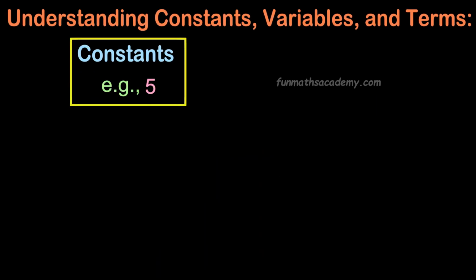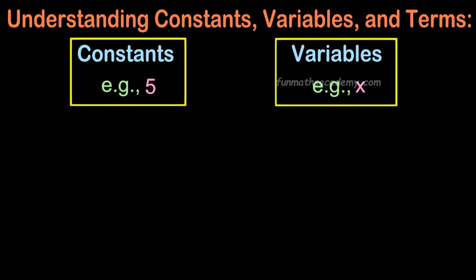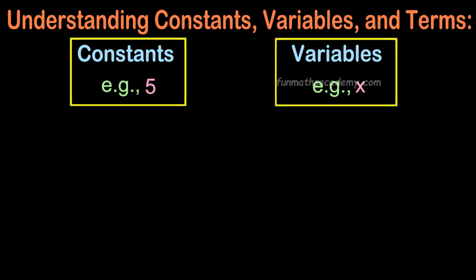In algebra, a constant is a fixed value. Unlike variables which can change, a constant always stays the same. For example, the number 5 is a constant because it doesn't change. The variable x can change, but 5 will always be 5. Now you know what a constant and a variable are.